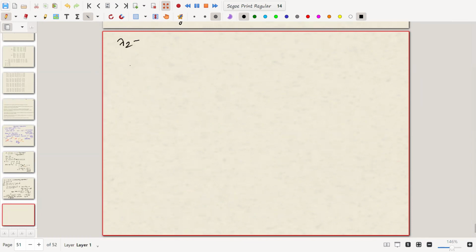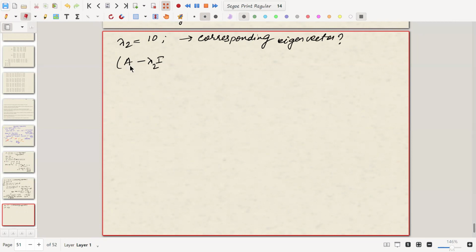Now, lambda 2 equals 10, right? So what is the corresponding eigenvector for this? Again, you can solve (A minus lambda 2 I) x2 equals 0 bar. Can you solve and tell me what x2 you are getting?